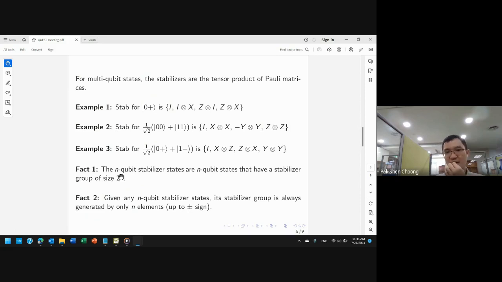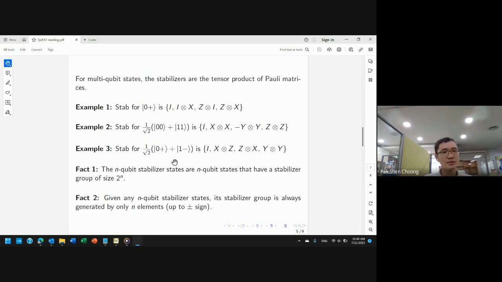And then one interesting thing that we know is that we don't actually need all of this. Essentially, we just need the generators. Then we already know what kind of stabilizer groups they are in. So meaning that for some n qubit stabilizer states, the generators are always only n elements, up to plus or minus sign. So usually we don't actually look at the plus and minus sign.